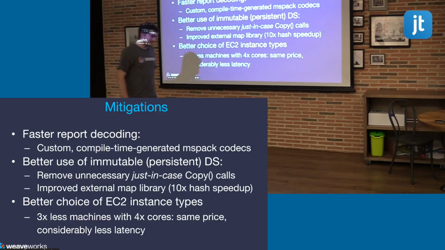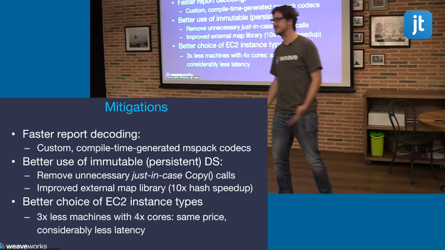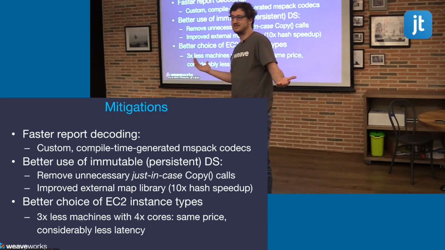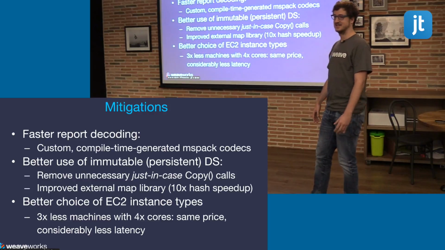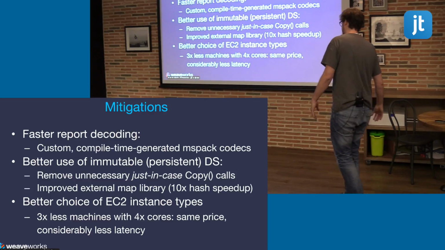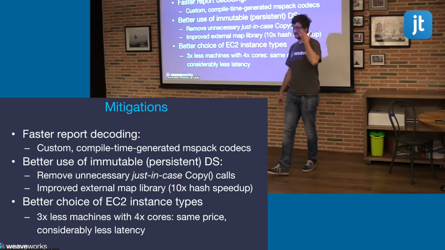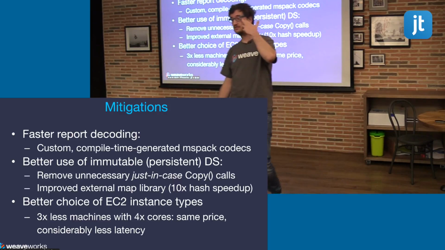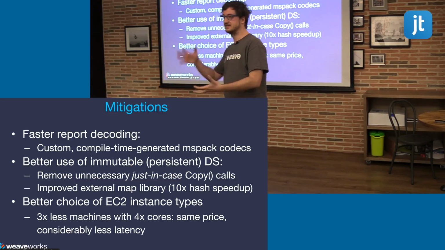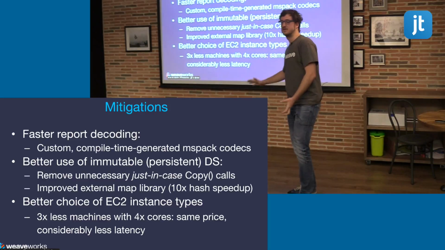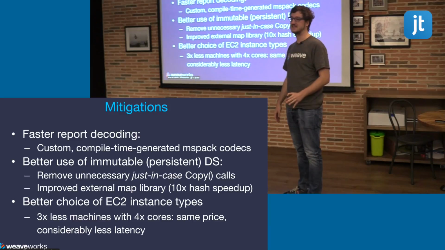We also improved the external map library because, persistent data structures in Go. Let's see what's in GitHub. Let's use this. We were happily using it, but well, we'll see an example at the end in which it wasn't all that great. And believe it or not, choosing the right EC2 instances helped so much. The service was such a CPU bottleneck that reducing the amount of instances, but making them much beefier helped a great deal. And we were paying exactly the same amount of money for it.